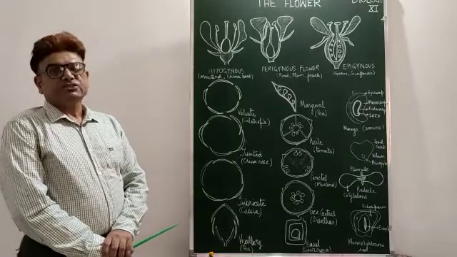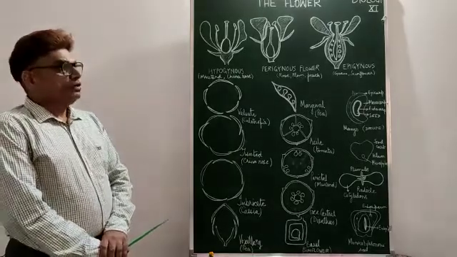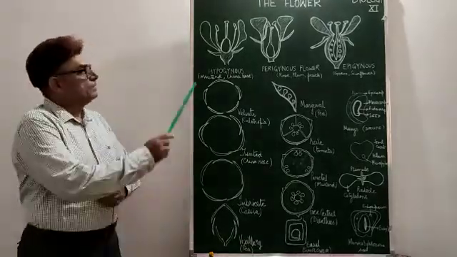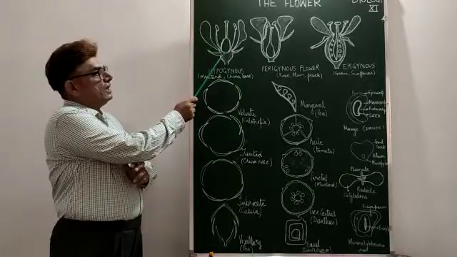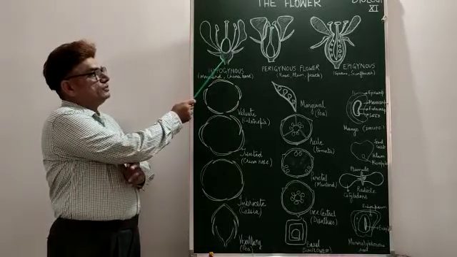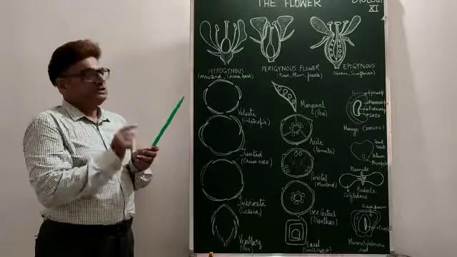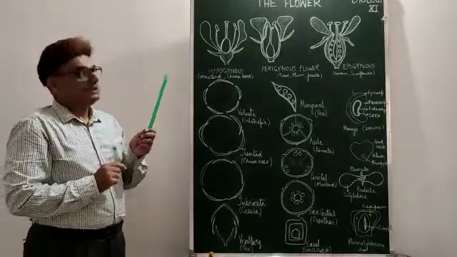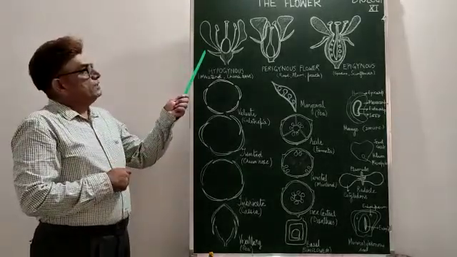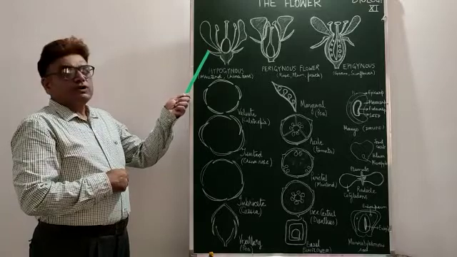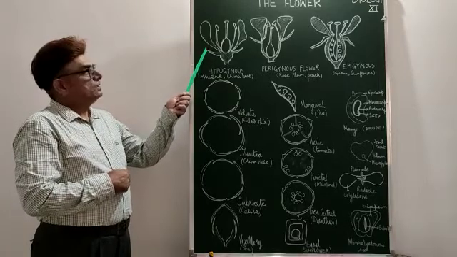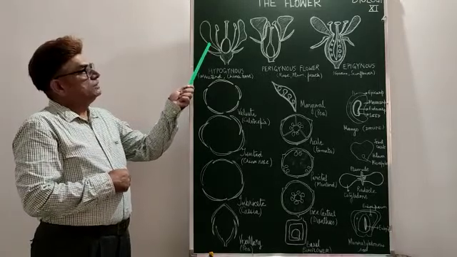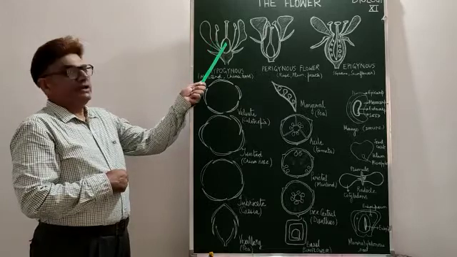As far as its structure is concerned, it has got four important whorls. And these four whorls are present on the swollen portion which is known as the thalamus. Thalamus is a part of the pedicel. Starting from the outer whorl, the outermost whorl is known as the calyx, then corolla, then androecium and finally the gynoecium.